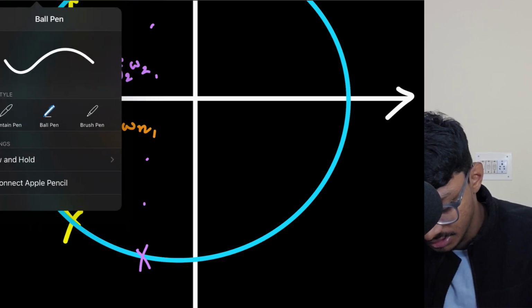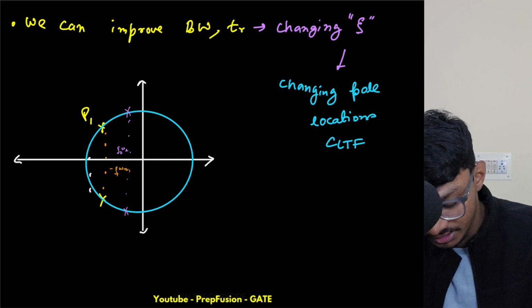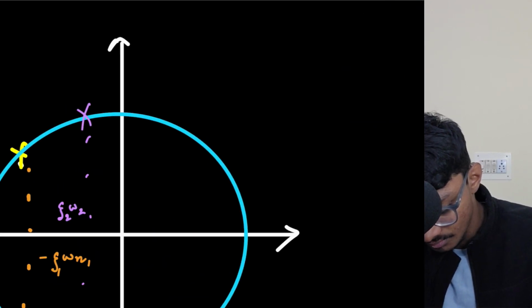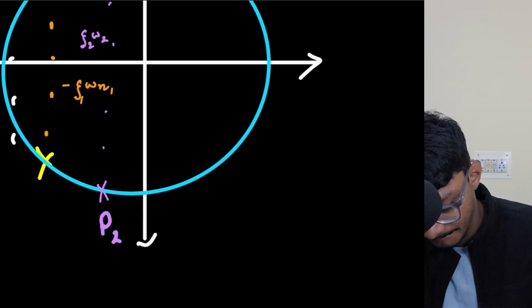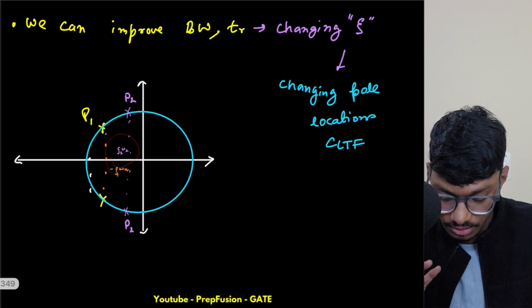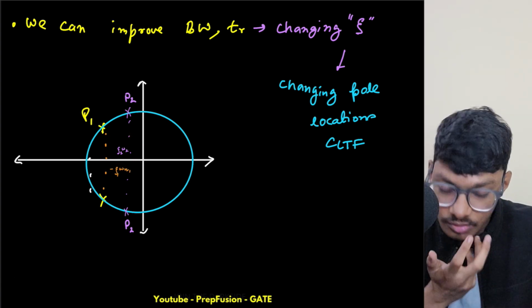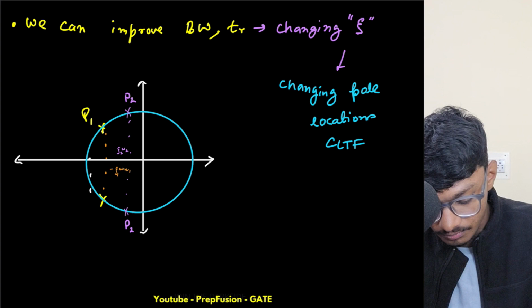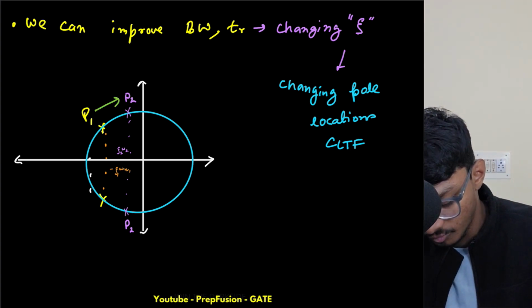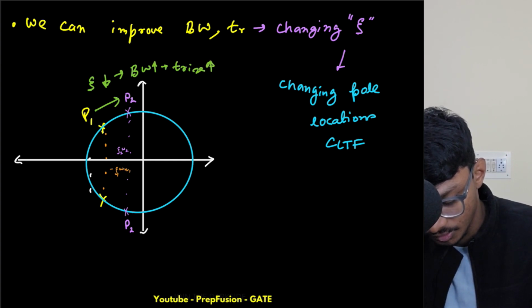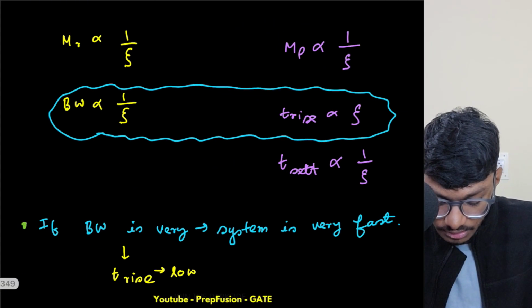So if I shift this pole location, this is P2, then obviously zeta will reduce. So that is what we're doing. We're shifting poles from P1 to P2. If you move here, my zeta will reduce, my bandwidth will increase, my rise time will reduce. All these things will happen. So obviously that is the main motto.